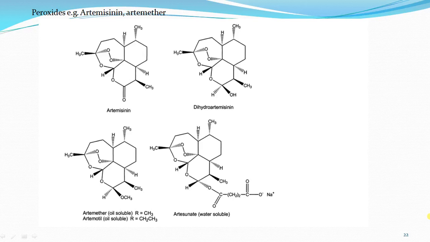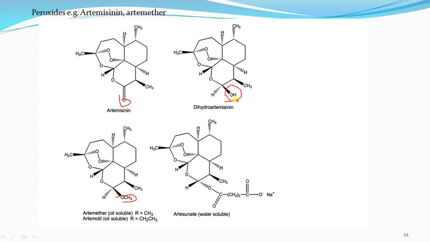When artemisinin is reduced to dihydroartemisinin, an asymmetric carbon forms, making it possible to form oil soluble and water soluble prodrugs. The structural difference between artemisinin, artemether, arteether and artesunate is that in artemether a methoxy group is substituted on this oxygen. This is also hydroxy, and the remaining part is the same.